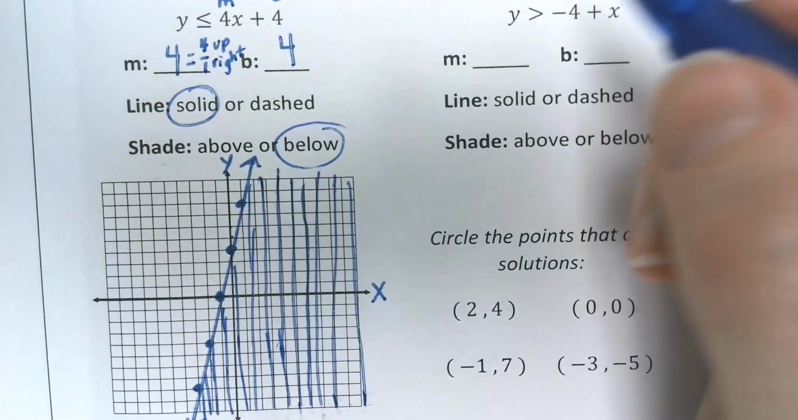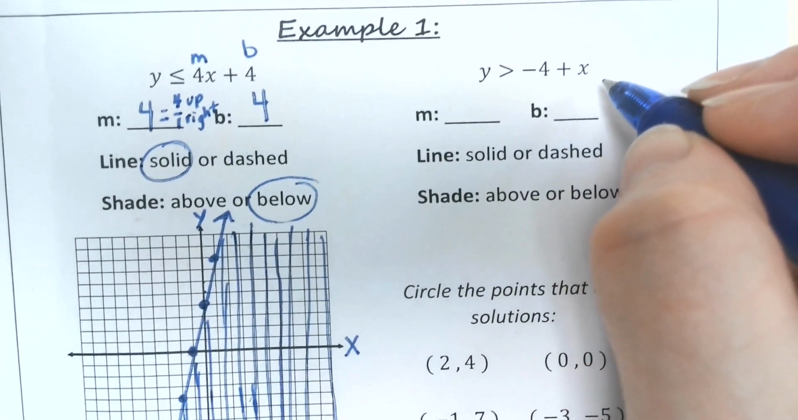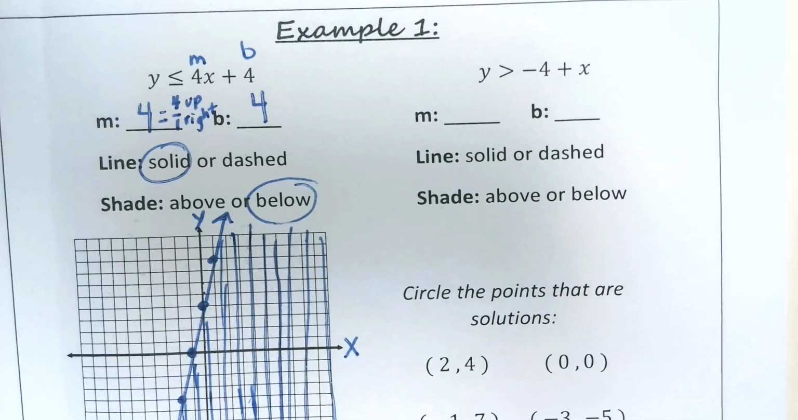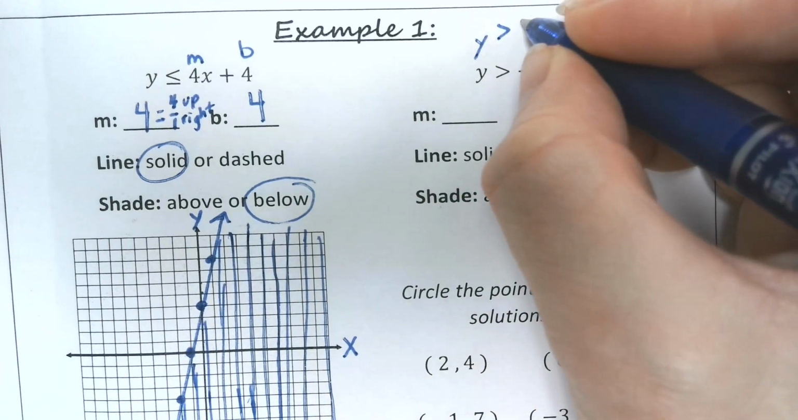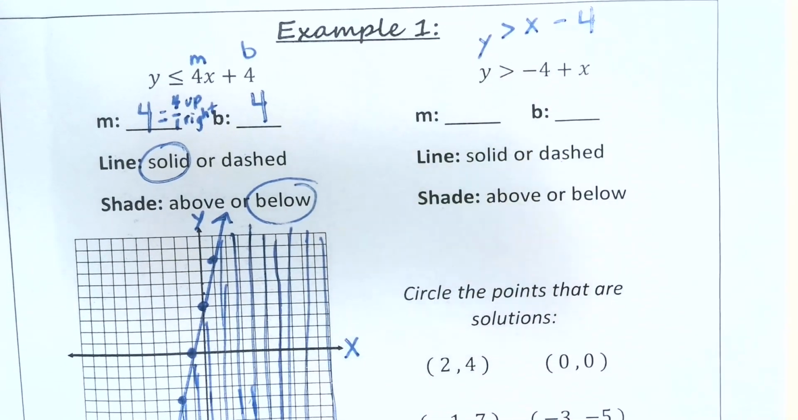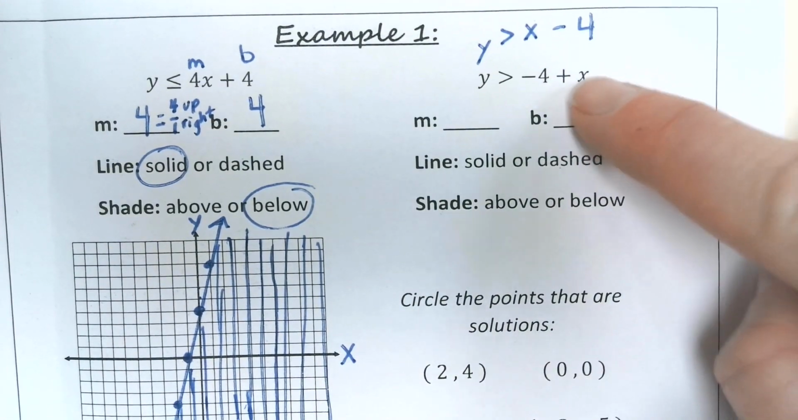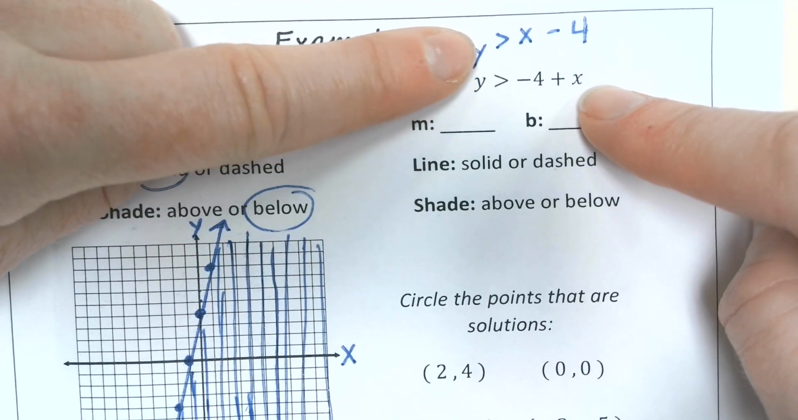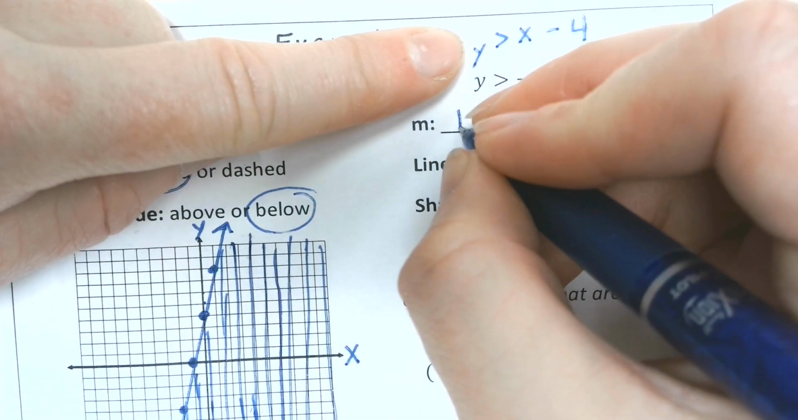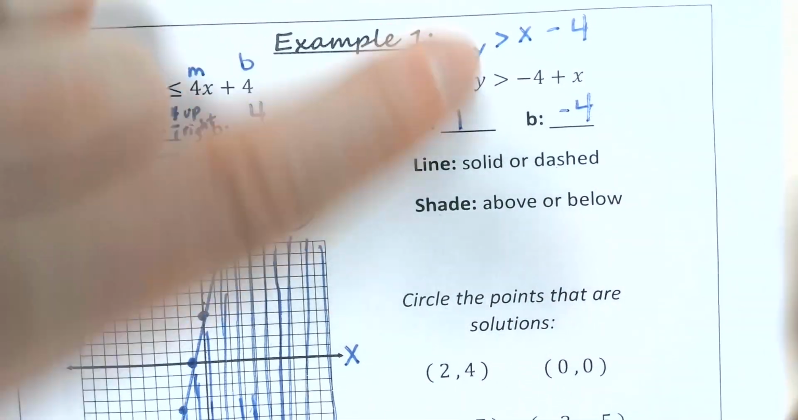Okay, now let's do the other one. Y is greater than -4 plus x. So this one's not an mx plus b, but it is because it would be a positive x minus 4. These are the same thing. Make sure you keep the sign with it. Just know that your slope is the number in front of x. So what's the slope on this one? 1. And what's your y-intercept? -4.